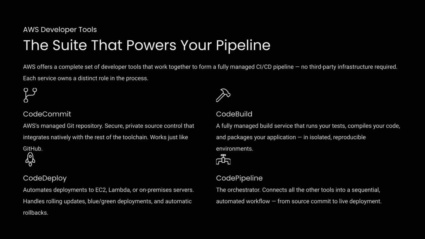AWS offers a complete set of developer tools for a fully managed CI/CD pipeline. CodeCommit is the managed Git repository. CodeBuild is the fully managed build service that runs tests and packages the application. CodeDeploy automates deployments to various targets. CodePipeline is the orchestrator, connecting all the tools into an automated workflow.